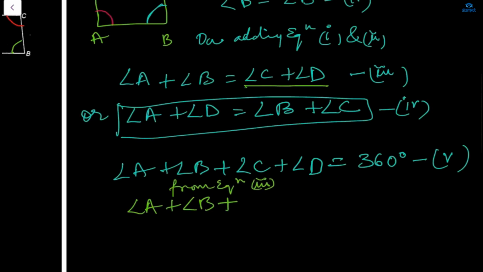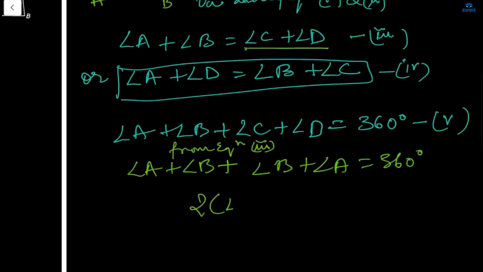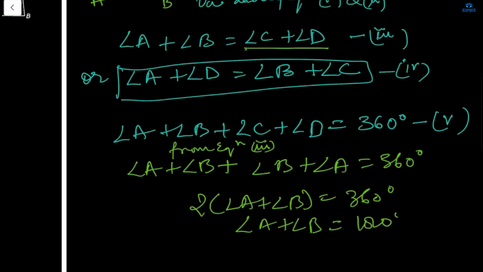Okay, from equation third, angle B plus angle A is equal to 360 degree, because angle C plus angle D is equal to angle A plus angle B. Okay, so what we got? 2 angle A plus angle B is equal to 360 degree. So angle A plus angle B is equal to 180 degree. Yes or no? Yes, ma'am.